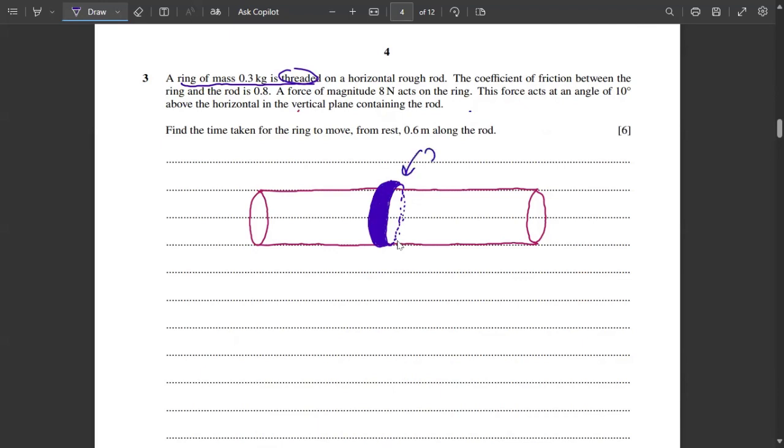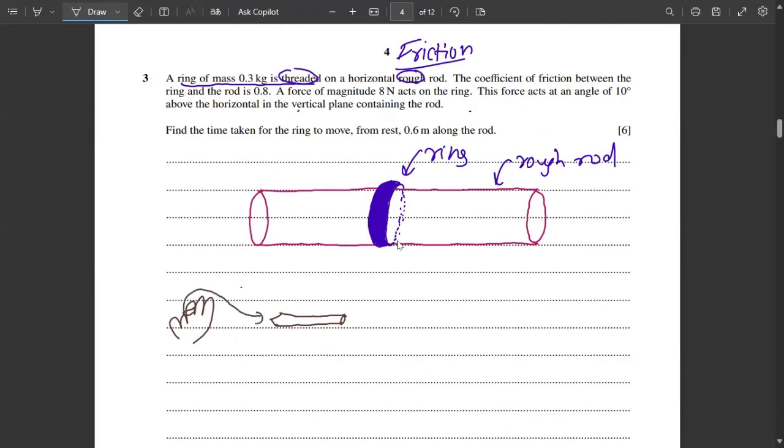This circle is the ring, and this is the rod, rough rod. Because it is rough, we can understand that this will also include friction. This is the rough rod. Now, if you still don't understand, just think of your hand. Your hand may have a finger ring, and you may also have a pencil, of course. If you take out your finger ring and put it on this pencil like this, put it inside, this is what the diagram is, nothing complicated.